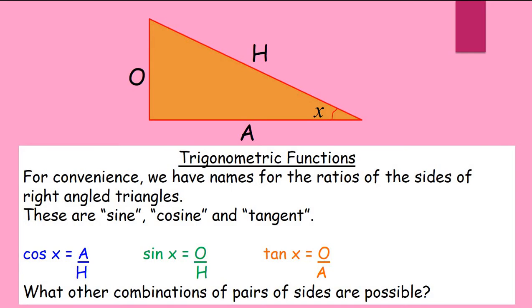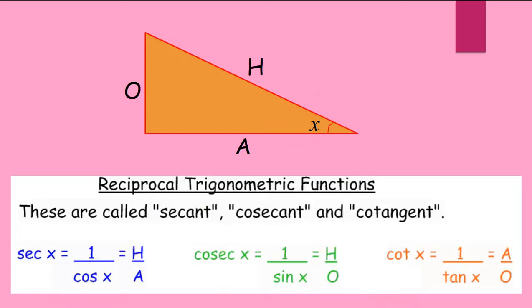Okay, but there are three other different ratios we could have used. We could have done hypotenuse over adjacent, and so on. And in fact, those three do have names. So we have hypotenuse over adjacent is called secant. Hypotenuse over opposite angle side is cosecant, and adjacent over opposite is cotangent. So those are the reciprocals to adjacent over hypotenuse, and so on.